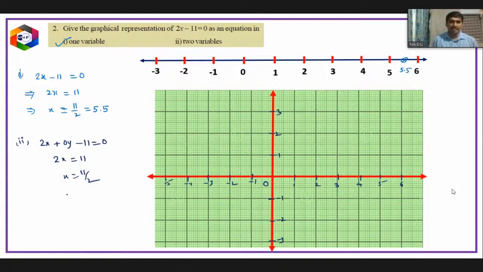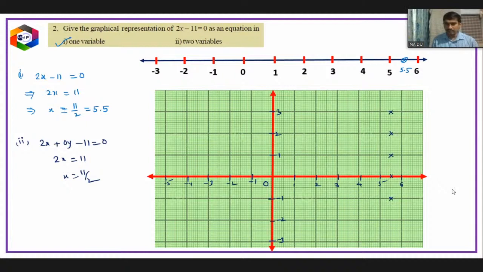Now x equal to 11 by 2. Why? You can take 1, 2, 3, 0, -1, anything. So x equal to 11 by 2. 11 by 2 is 5.5. So this is the point. So 5.5 comma 0, 5.5 comma 1. Why? Because 0 into y. This is in two variables. y can take any value. Anything into 0 is always 0. So next, 5.5 comma 2, y. x must be 5.5.